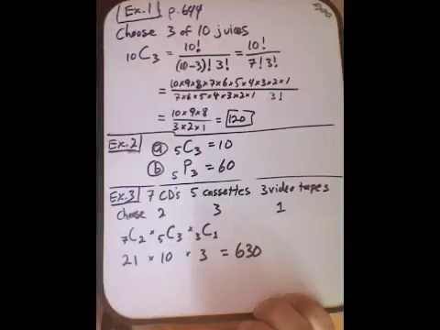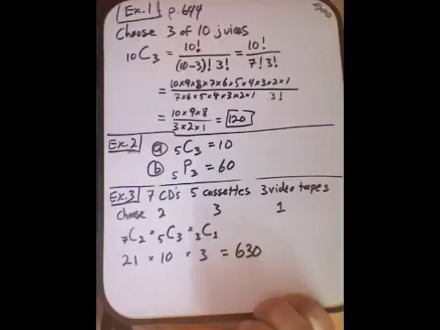Example 3 is a bit more complex. We have 7 CDs, 5 cassette tapes, and 3 videotapes. Do you guys even know what cassette tapes and videotapes are? I guess it doesn't really matter. They're just some other things. And we're going to choose 2 CDs, 3 out of the 5 cassettes, and 1 out of the 3 videotapes.